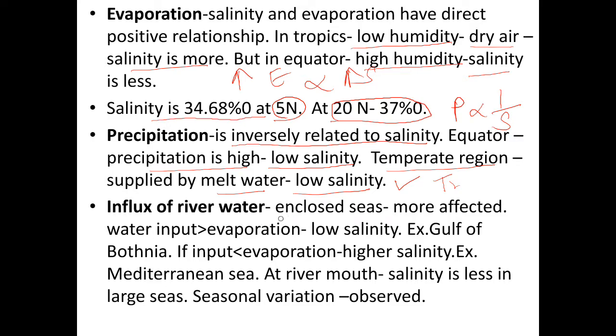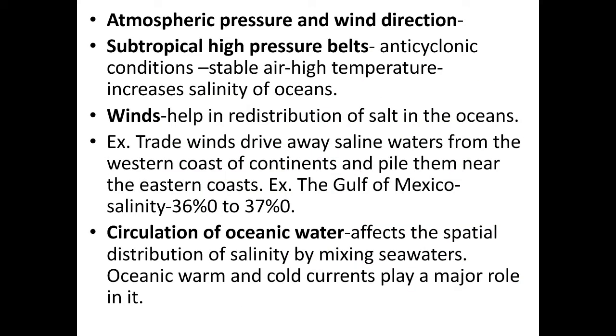Influx of river water. In enclosed seas, which are more affected by the influx of river water, if the water input is more than the evaporation, then there will be low salinity. Example, Gulf of Bothnia. If water input is less than the evaporation, it will have a higher salinity. Example, Mediterranean Sea. At river mouths also, salinity is less in the larger seas because they receive more water input, and seasonal variation also is observed in those rivers or enclosed sea regions.